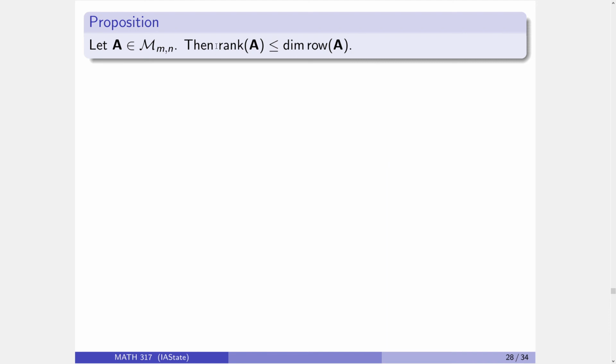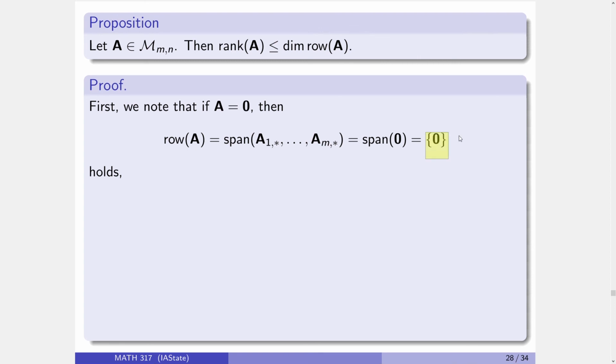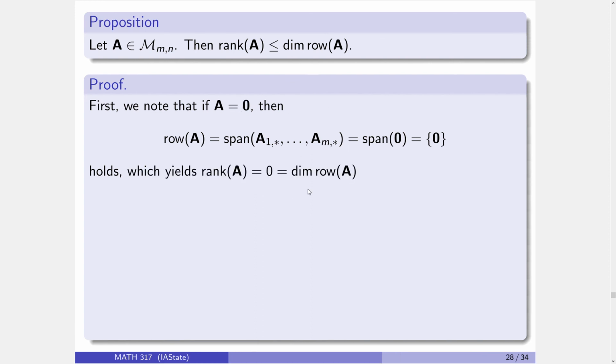All right. So we're going to prove that the rank of a matrix does not exceed the dimension of the row space. The first thing to note is that if A is equal to 0, then all of the rows are 0. So the span of the row space is just the trivial vector space, because the smallest subspace containing this is itself. It is itself a subspace, so that's not surprising. And if your matrix is equal to 0, then your rank is 0. So the rank is equal to 0, which is the dimension of your row space.